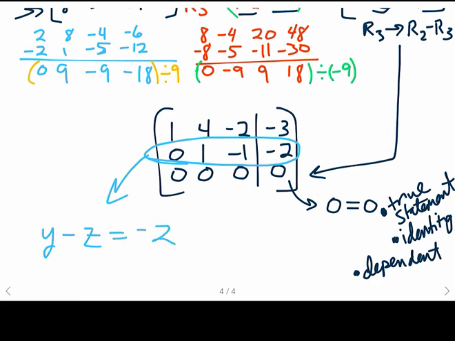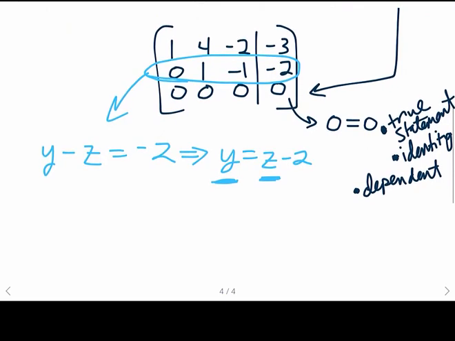What we're going to do is take this equation and solve it for a variable. Folks, go for the path of least resistance. If y minus z equals negative 2, then I'm going to add z and get y equals z minus 2. This is y in terms of z. Do you know where we're going next? I want x in terms of z.